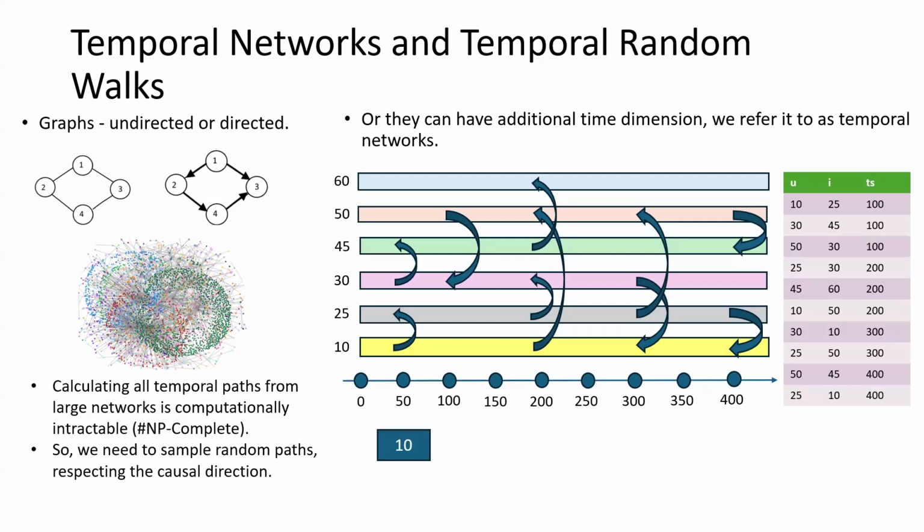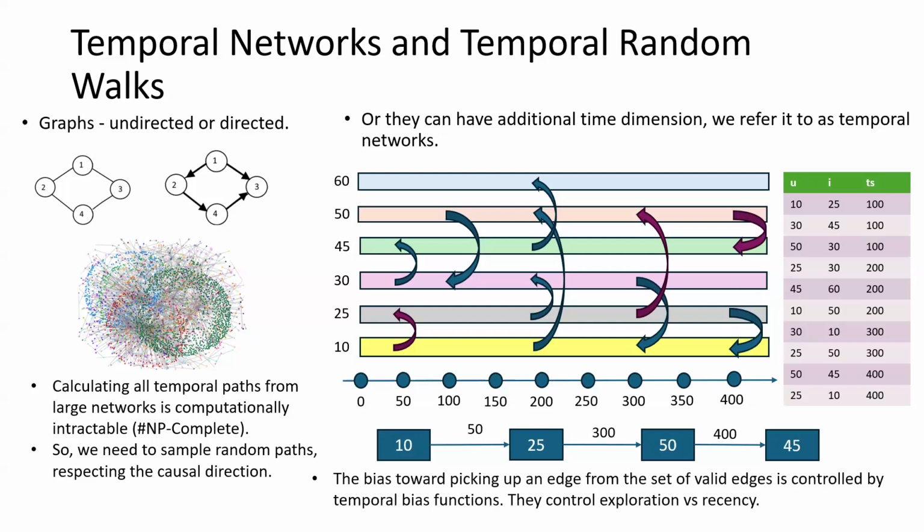Now let's see an example of sampling a walk starting from node 10. From node 10, there are two outgoing edges. We randomly sample one, follow it, and reach node 25 at timestamp 50. Then from node 25, after timestamp 50, there are three outgoing edges. We randomly select one, and we land at node 50. From node 50, there is only one outgoing edge. We follow that, and we land at node 45. So here the walk ends.